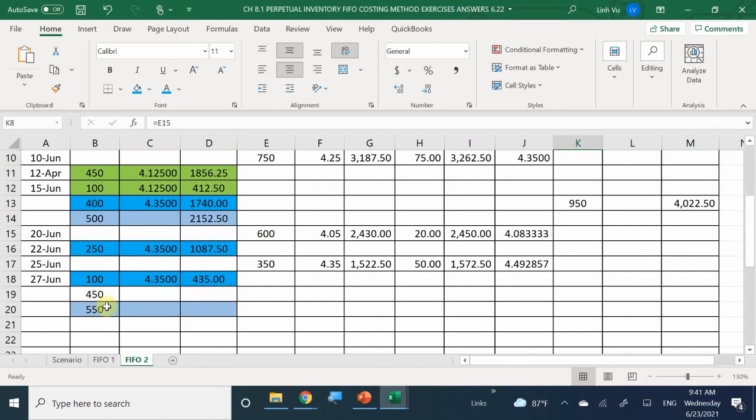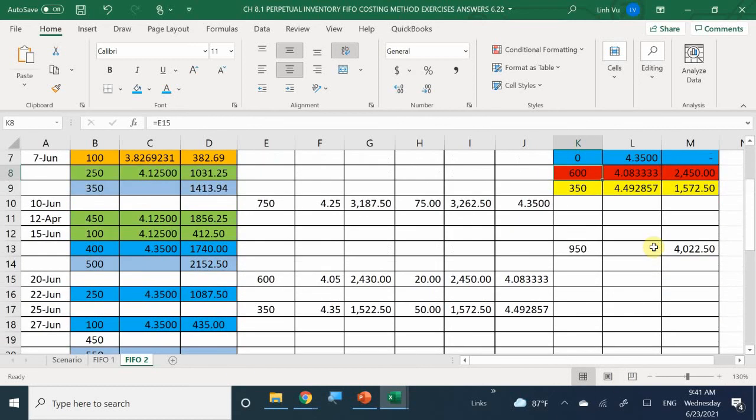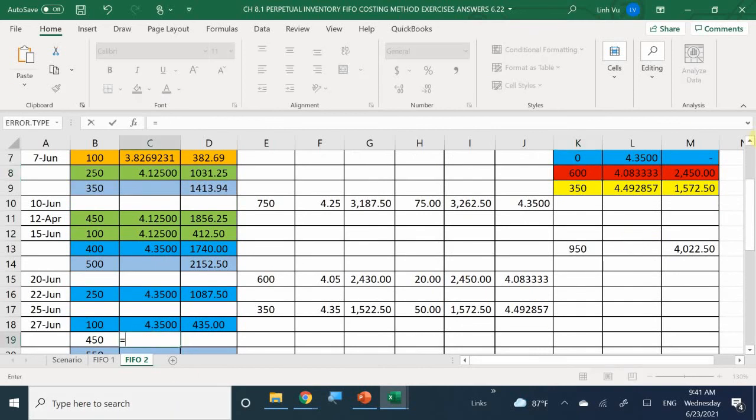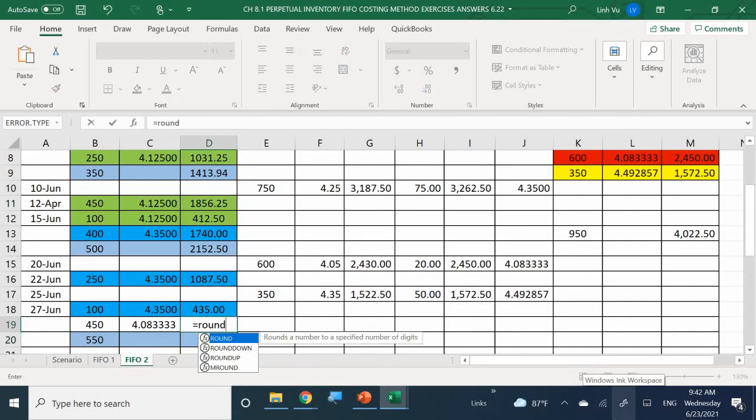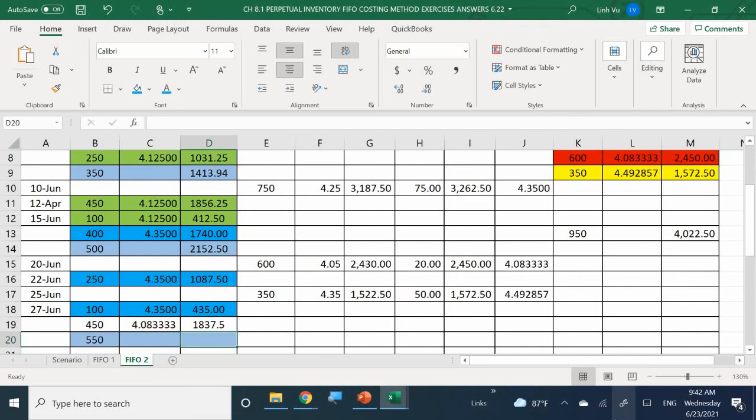All right, and then let's see, which batch do we need to take out from next? Red. The red one, right? So in this case, we're not taking all 600 items. We're only taking a portion, right? So in this case, it's going to cost per item $4.083333. So let's calculate it. How much is it going to cost me to sell 450 items at $4.083333? 1,837.50.